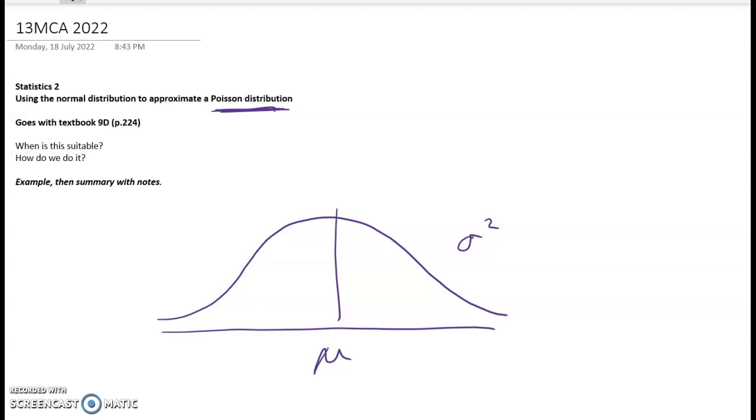Now, as you know, in real life you'd probably be doing this with a stats package or a spreadsheet. But it's still a nice skill to be able to think about when we can use one distribution instead of another. And more practically, it turns up in the A-level exam very, very often.